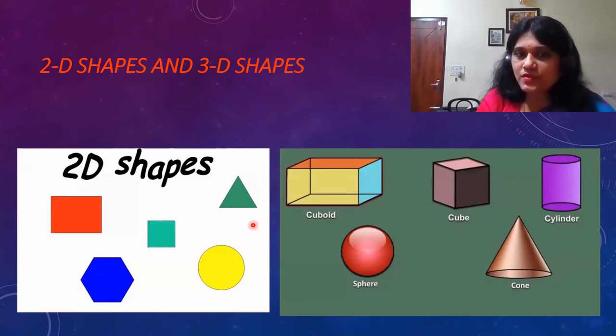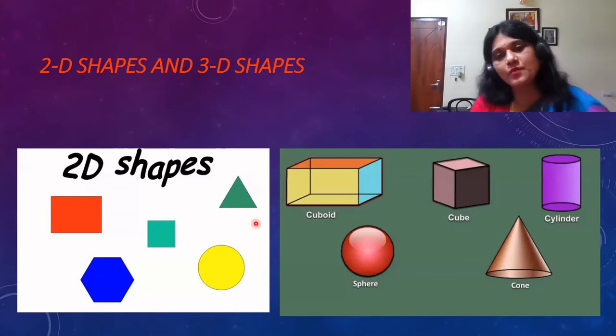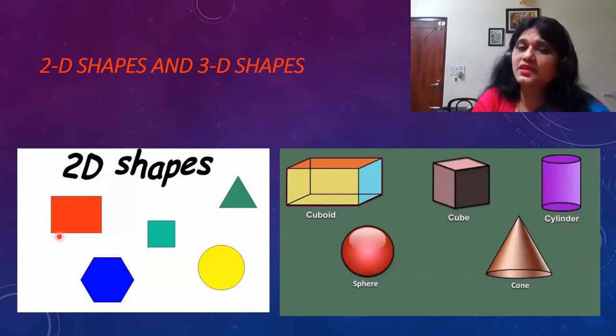These are the 2D shapes objects. 2D shape objects are actually flat, and these have 2 dimensions. Okay. So these are the 2D shapes objects. You must know the names also: rectangle, square, triangle, then circle.